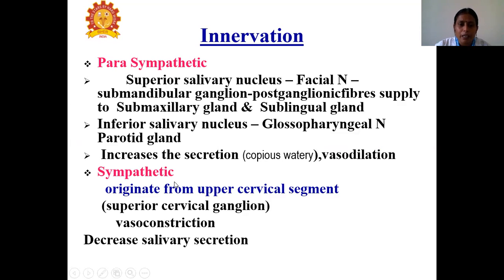Then next one is the sympathetic innervation. The sympathetic innervation mainly originates from the upper cervical segment, that means the superior cervical ganglion. The nerve fibers arise from the upper cervical segment and go to the superior cervical ganglion. From the superior cervical ganglion, the postganglionic nerve fibers supply the salivary glands. Stimulation of the sympathetic nerve causes vasoconstriction and decreases the salivary secretion.